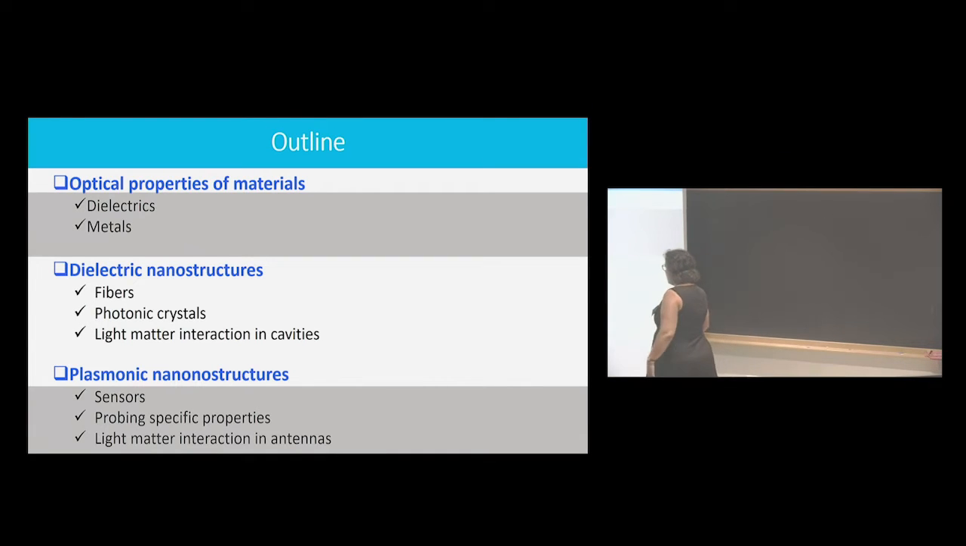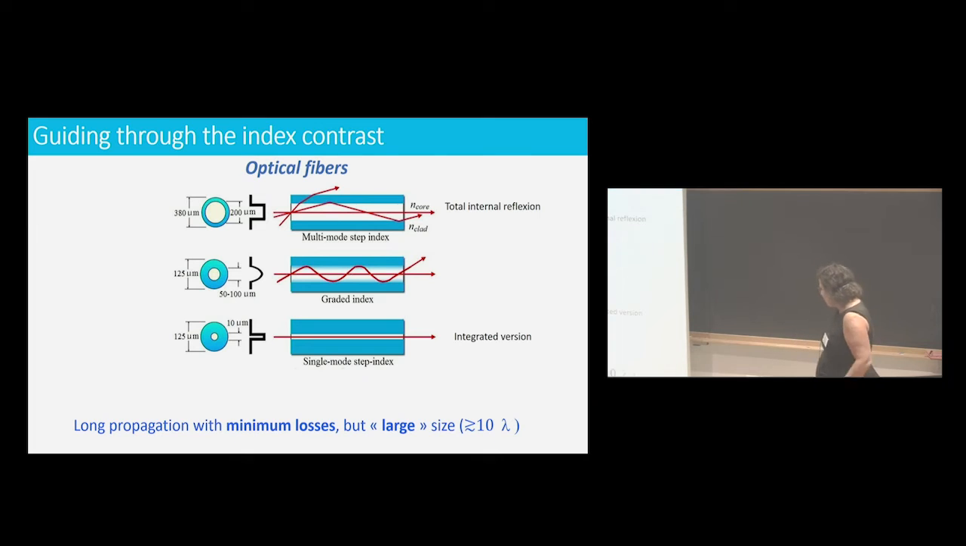After this introduction, I will now go to dielectric nanostructures, and I will explain what sort of dielectric nanostructures you will use. First, we will discuss the case of fibers, well known. Then we will discuss photonic crystals, 1D, 2D, 3D, and we will say a few words about light-matter interaction in cavities.